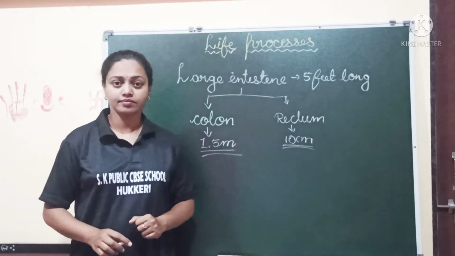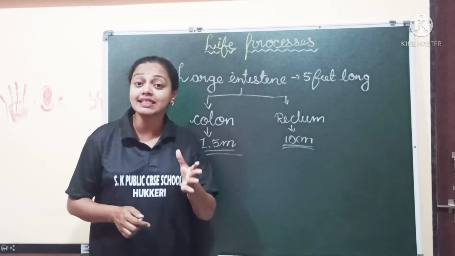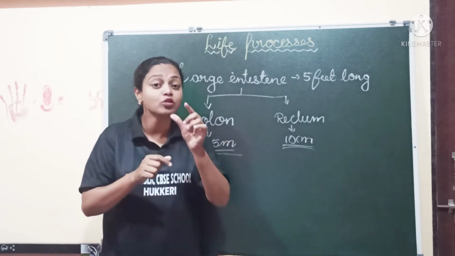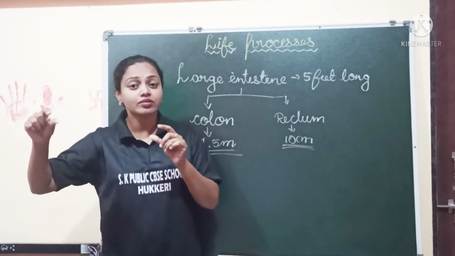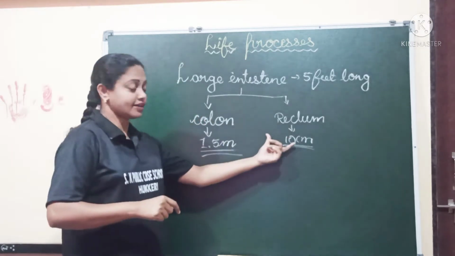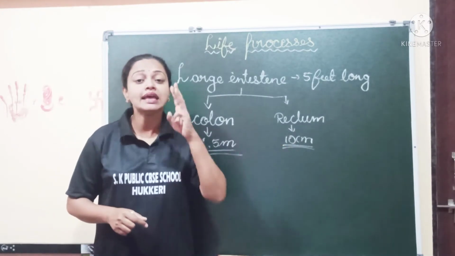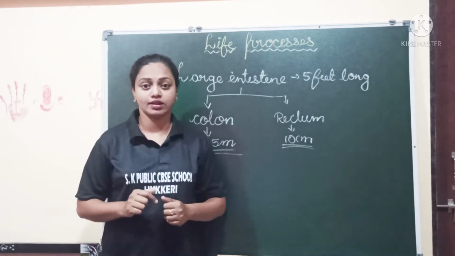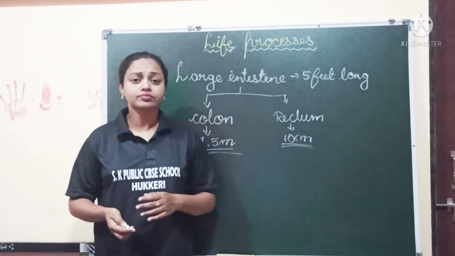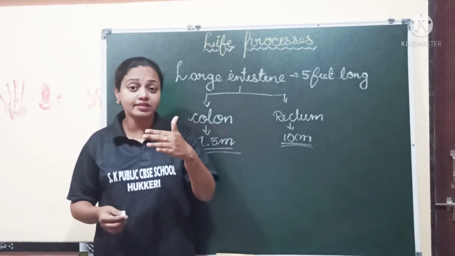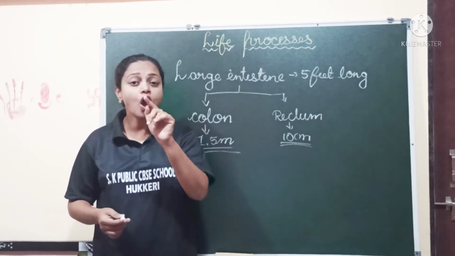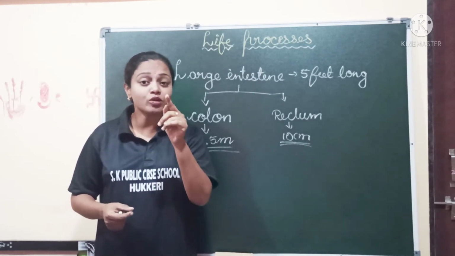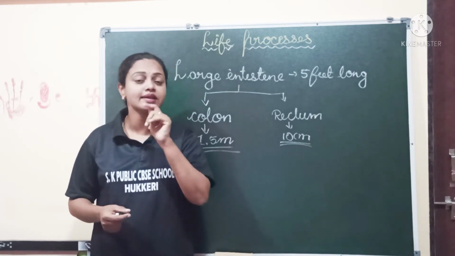Okay, now the region of the large intestine after the ileum, the last part of the small intestine, is called the colon, while the last part is called the rectum. The colon has three regions: ascending colon, transverse colon and descending colon. At the base of the ascending colon, a small finger-like outgrowth has grown. That finger-like projection is called the appendix.